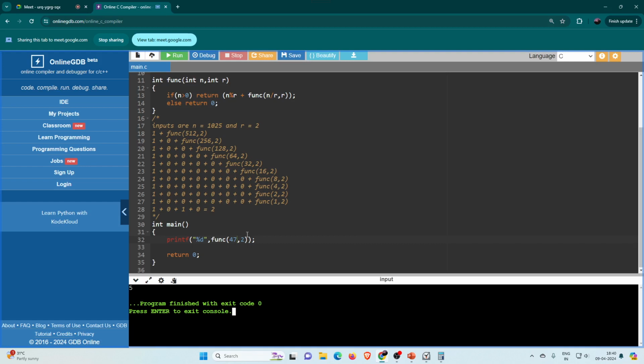Okay, so 47 is odd, 1. 47 by 2 is 23, so one more, so 2. 23 by 2 is 11, so 3. 11 by 2 is 5, 4. 5 by 2 is 2, 0. 2 by 2 is 1, and 1 is odd, so 5. Okay, so for every odd number I'll get 1, plus 1, because the last number is 1.